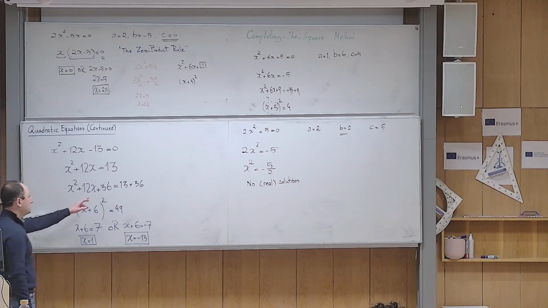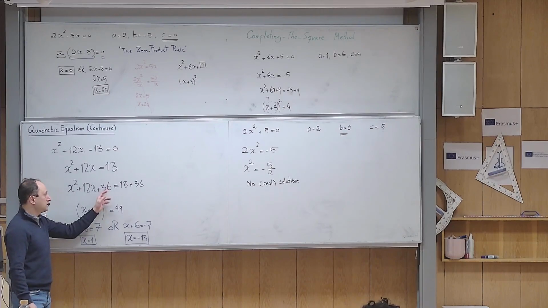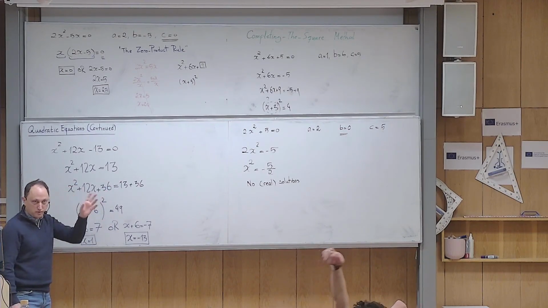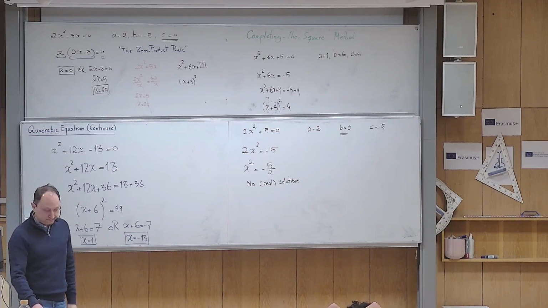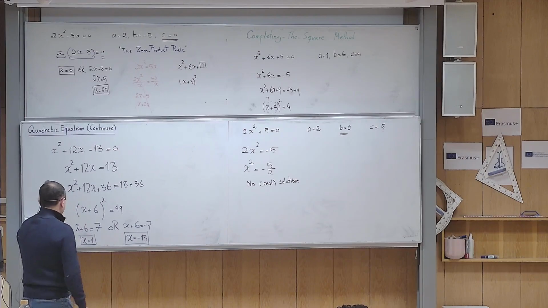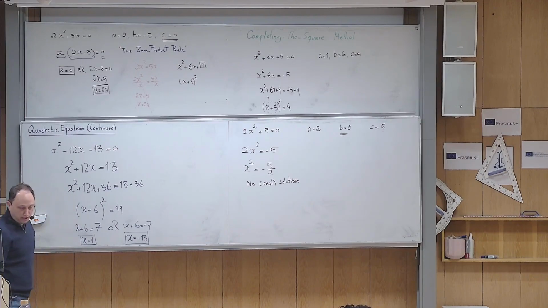So if you can do it in your head, just do it. Otherwise, if you get stuck, divide this number by 2 and square it. And that is your number that you have to add. Okay. But now let me give you another example.